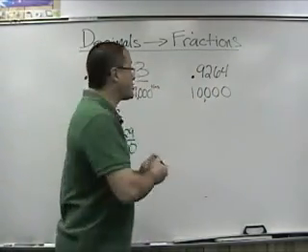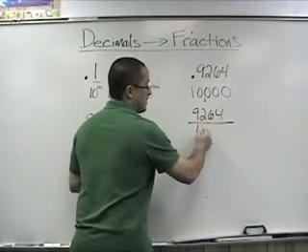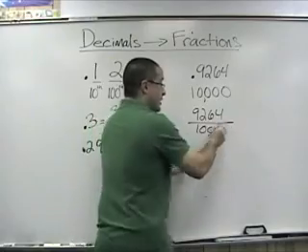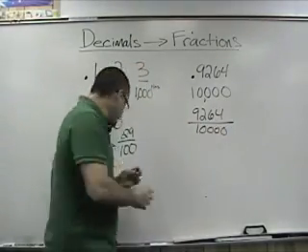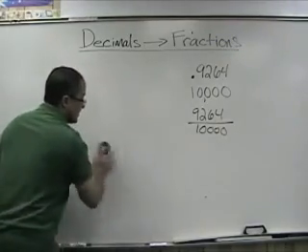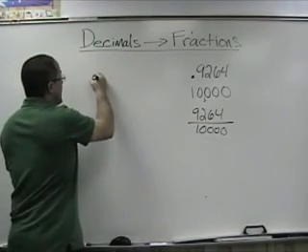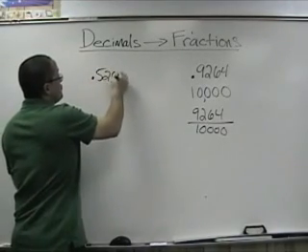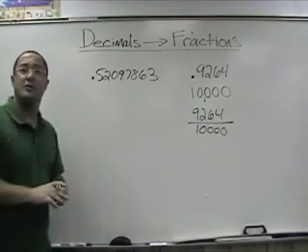If I want to write that as a fraction, I write 9264 over 10,000. And it works no matter how big or how long the decimal is. Let me show you another one. I'm just making up this number right off the top of my head. Let's say 0.520978663. Okay, that's long enough, right?